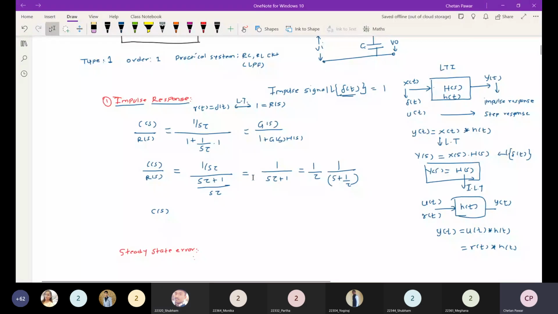Okay, now I put R of S equal to 1. So C of S will be 1 upon tau, 1 upon S plus 1 upon tau. Okay, so this will be the C of S. So this is the impulse response of the system. Okay, so if I make some space here.